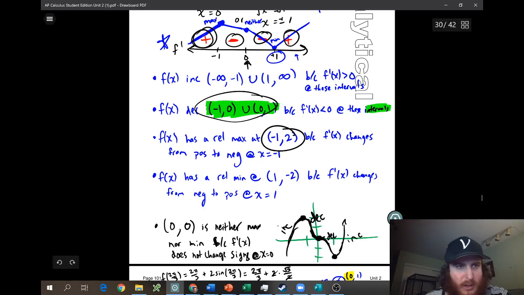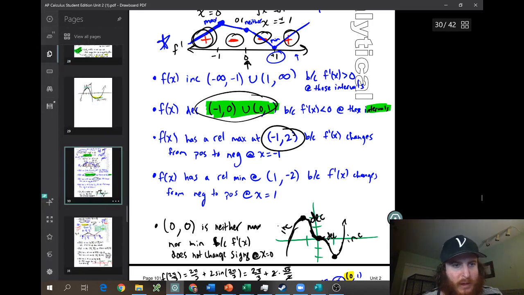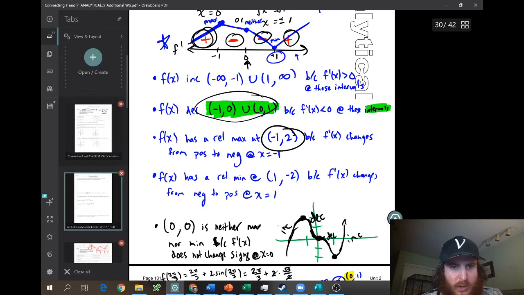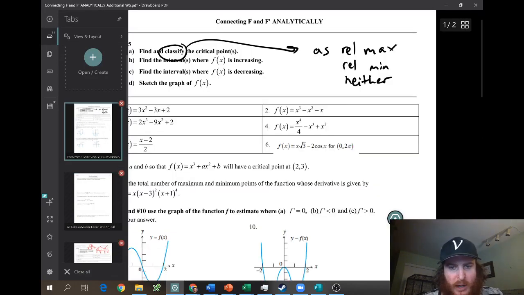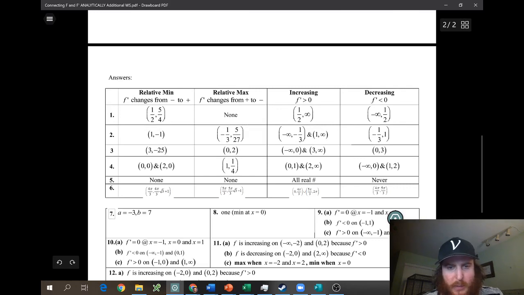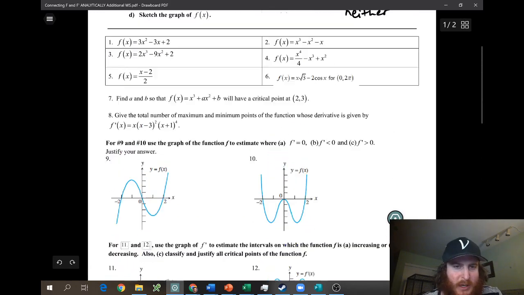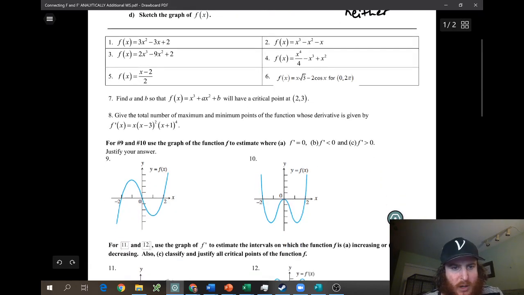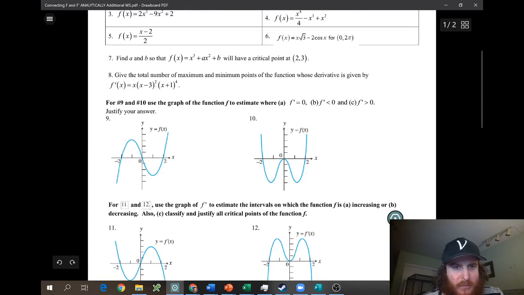On the homework, I was a little bit mean. I did not give you the answers for those sketches. So we do have an answer key. And we'll do this in class together, so we'll talk about them. But the answer key does not have sketches just because there are so many different possibilities. So anyways, the rest of the homework shouldn't be too bad.